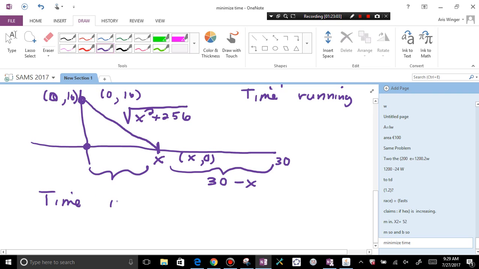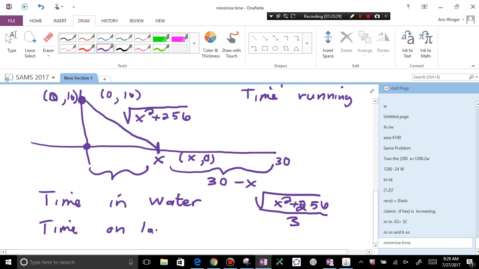The time in the first quadrant, or in this case, the time in the water, is the distance in the water, which is the square root of x squared plus 256, divided by the speed in the water. 3 miles. Was it 3? Yeah. I think so. The time on land, which means the time on the x-axis, is 30 minus x over 5. And we want to minimize the sum. Right.